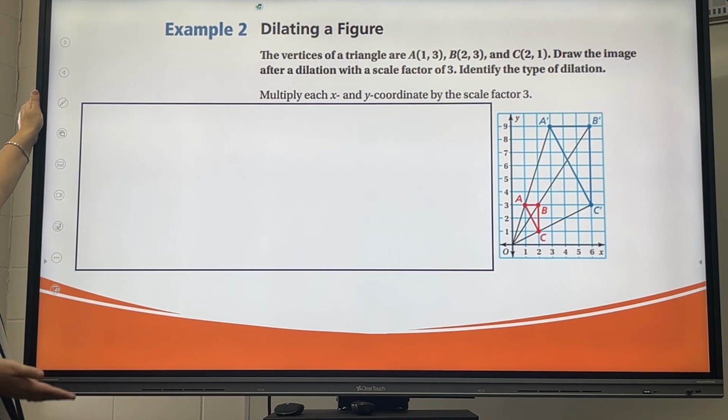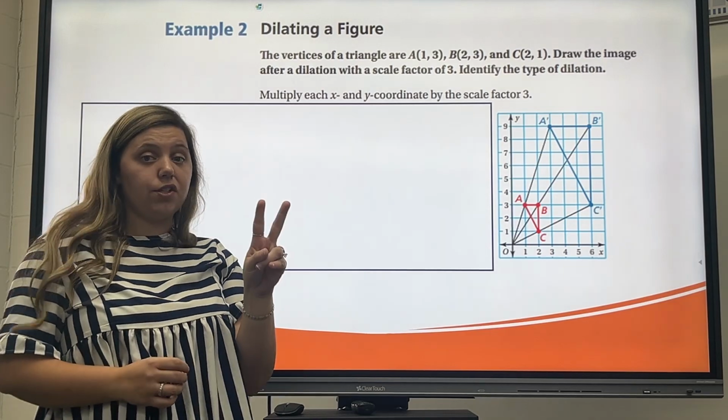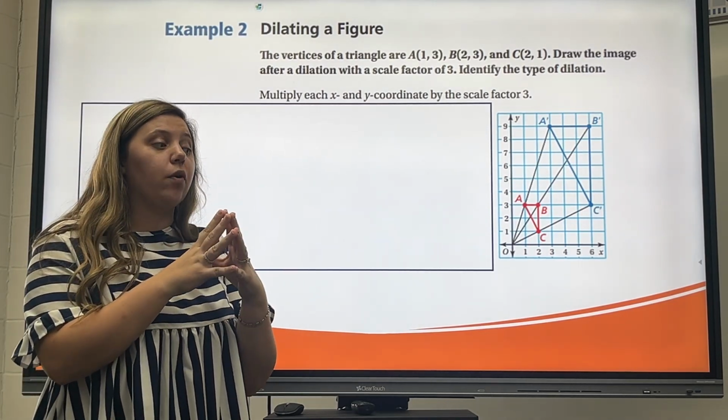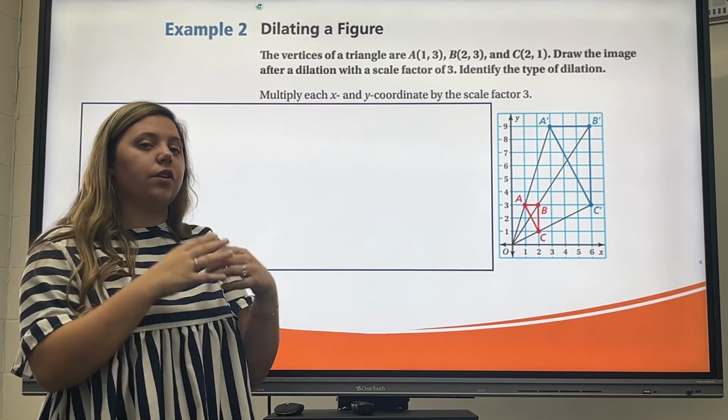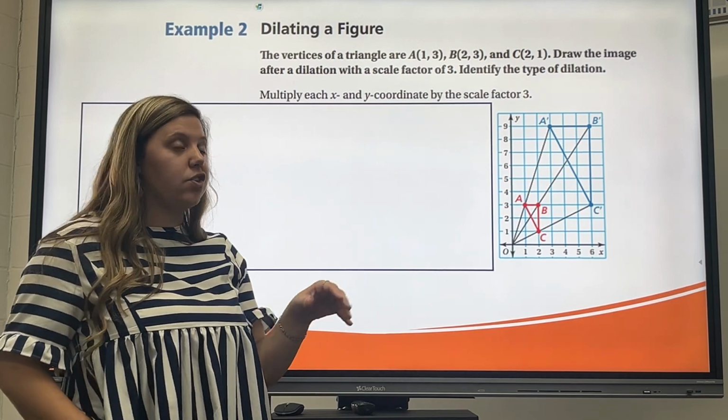So let's try it, okay? We're given some points. It's already showing you that on the graph, but we're gonna do the math here in this box. So the vertices of a triangle are A, B, and C, okay? Draw the image, remember that's the new one, after a dilation with a scale factor of 3, okay? Identify the type of dilation. So here, when it says identify the type of dilation, there are 2: a reduction, or a getting smaller, or an enlargement, getting larger. But we use those more technical terms, enlargement or reduction, okay?